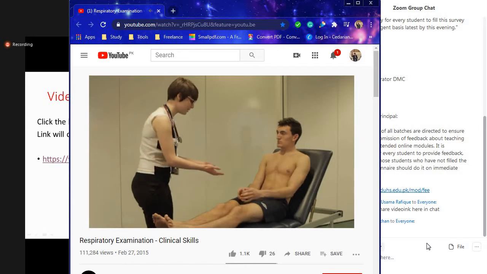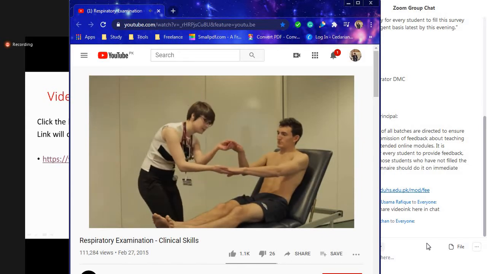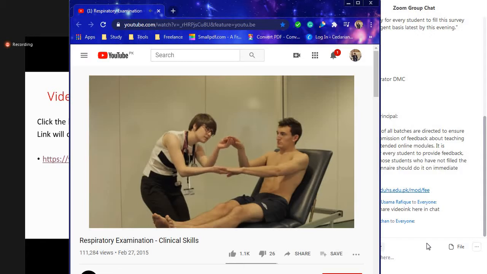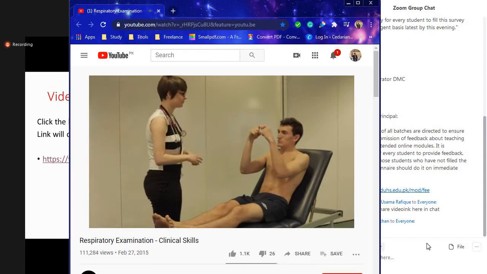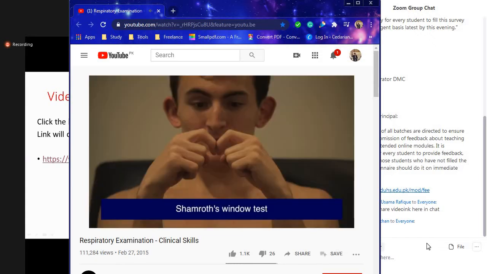If I could start by having a look at your hands, please. The doctor is looking for signs of clubbing, cigarette stains, and peripheral cyanosis. And can you make this sign, please? Clubbing can be demonstrated by Schamroth's window test. Normally, there is a diamond-shaped window between the fingernails of the two index fingers. However, in a patient with clubbing, this window disappears. Here are some examples of respiratory causes of clubbing.